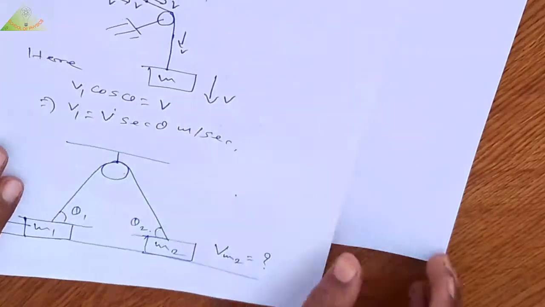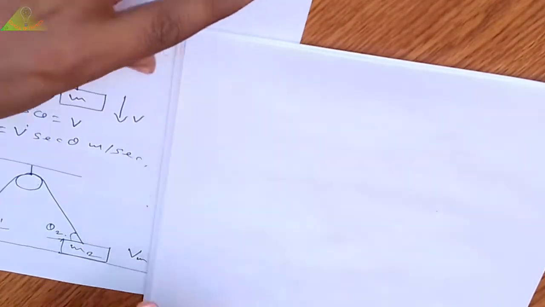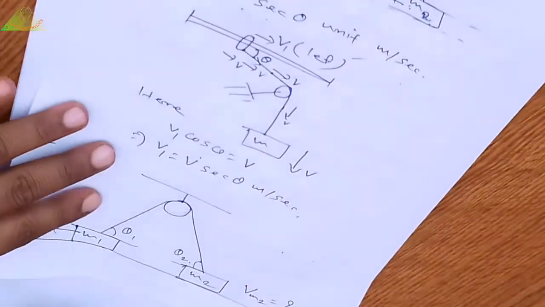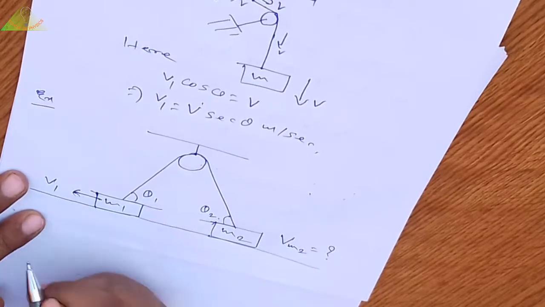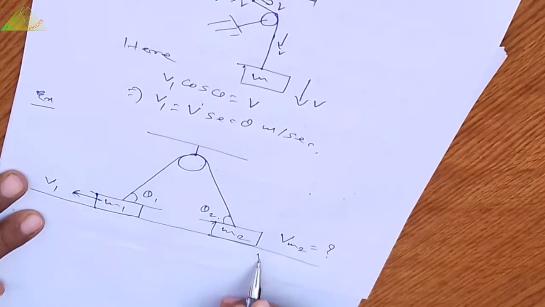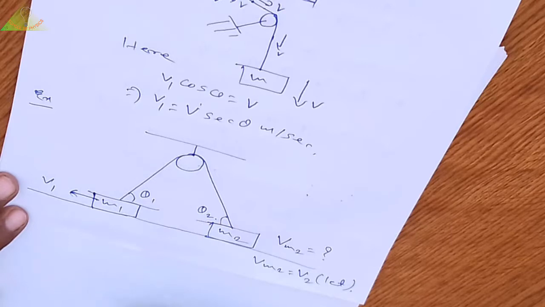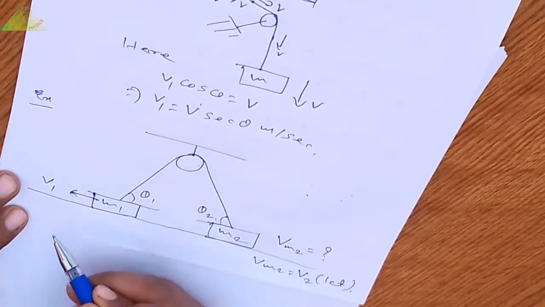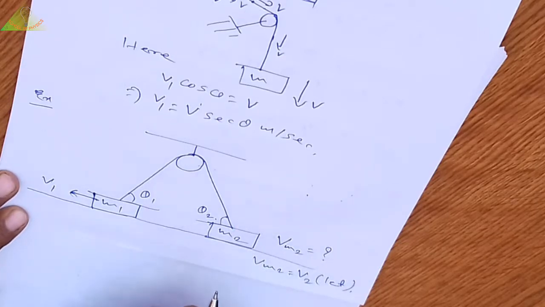Let's start with the solution of this question. Let me clear this page. This v1 is in this direction. Let the velocity of mass m2 be v2. What we have learned here is that the velocity components of all the blocks attached to the string will have the same velocity along the direction of the string. This is a very important point. Every time I will be repeating this. This is the only point that exists in constraint.